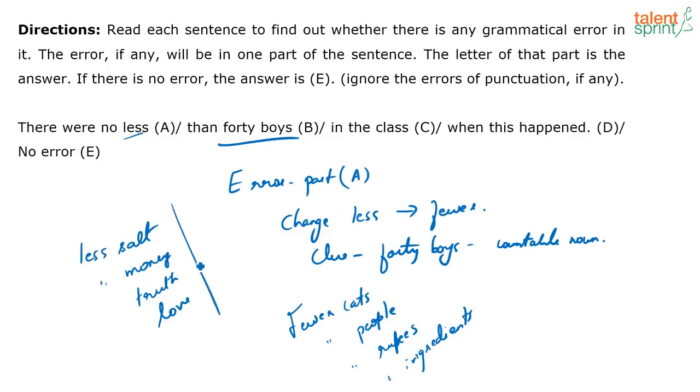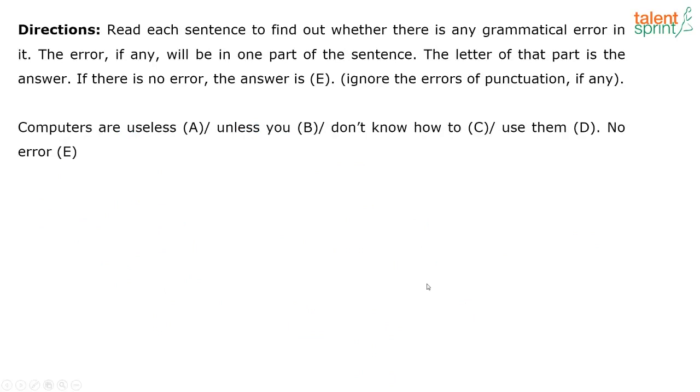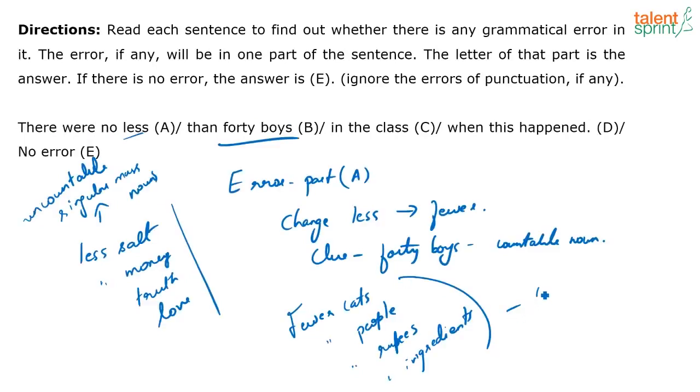And here, because it's countable, so this is uncountable singular mass nouns, and these are countable nouns. Okay, so far the last two example sentences that we looked at pertain to quantifiers, right?